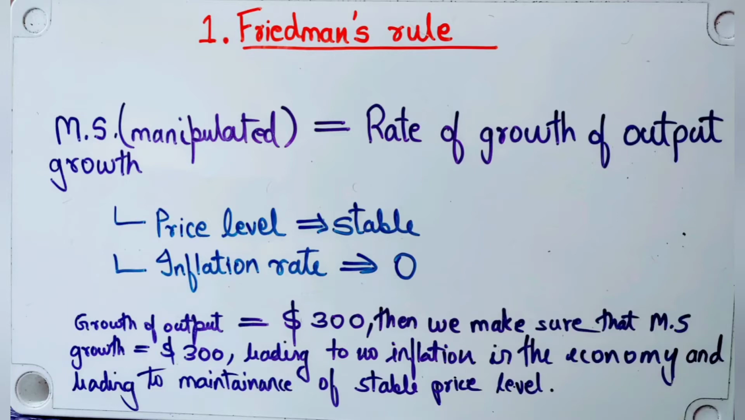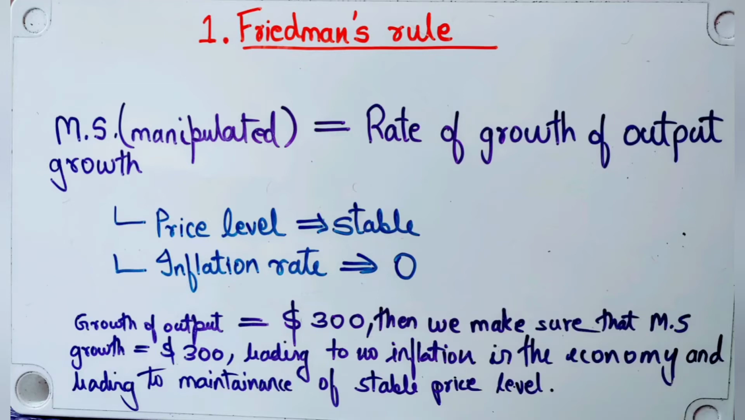For example, let's say the growth of output is $300. Then we have to make sure that the money supply growth is also $300 so that the inflation in the economy would be zero, that is nil, no inflation at all, and the price level of commodities would be stable.